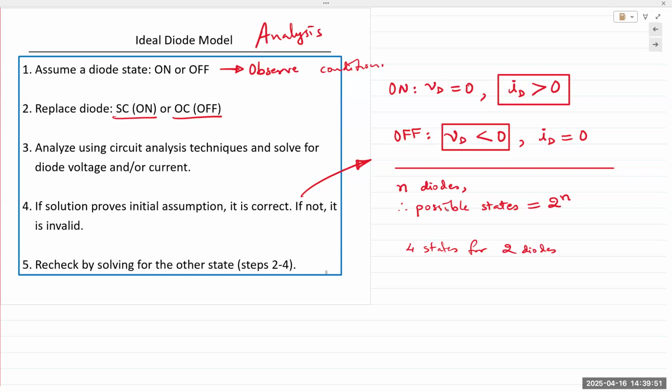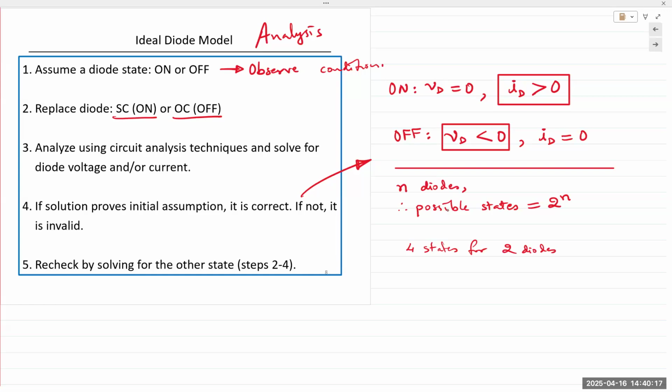Okay, but it is not always correct to assume that both diodes will be on. If you make an assumption of a diode circuit which has 2 or more diodes in it, and it turns out to be incorrect, it does not mean that one of those diodes is correct and the other one is not. It means the entire assumption is incorrect.